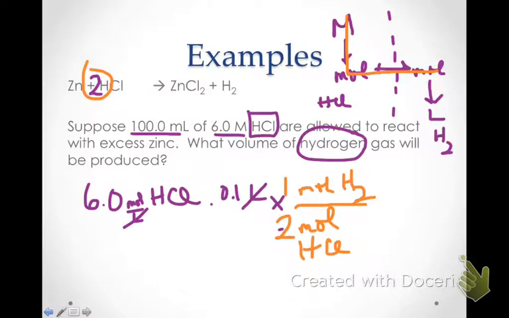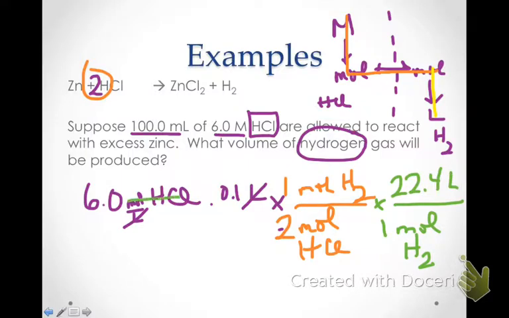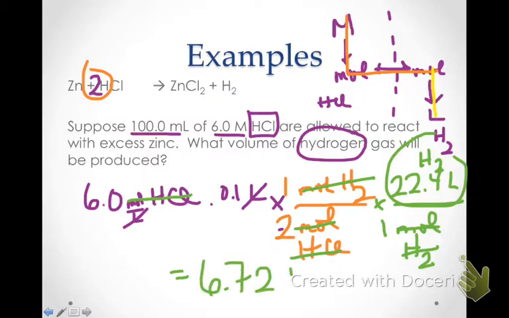And now I'm going to go from moles of H2 to liters of H2, and I'm actually going to use green instead. It's a little easier to see. For every 1 mole of H2, this is asking for volume, so I would release 22.4 liters per mole. So moles of HCl cancel, moles of H2 cancel, and I'm left with liters of H2. So if I multiply 6 times 0.1, that'd be 0.6. 0.6 divided by 2 would be 0.3, and 0.3 times 22.4 is going to give me my answer. And that's 6.72 liters of hydrogen.